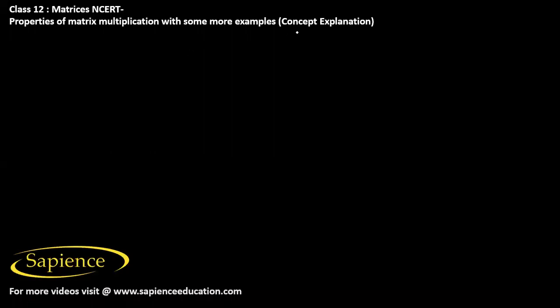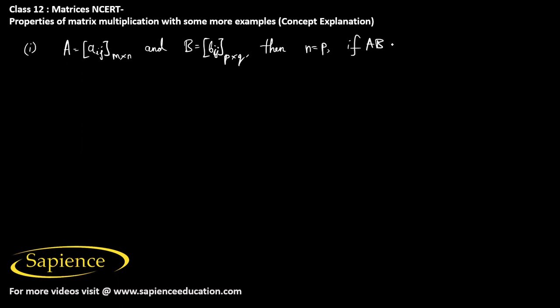So here we shall explain the concept of some properties of matrix multiplication with some more examples. The first property of matrix multiplication is that if A is of the order Aij, M cross N, suppose, and the matrix B is of the order Bij, P cross Q, suppose, then if the product AB is defined, N should be equal to P.